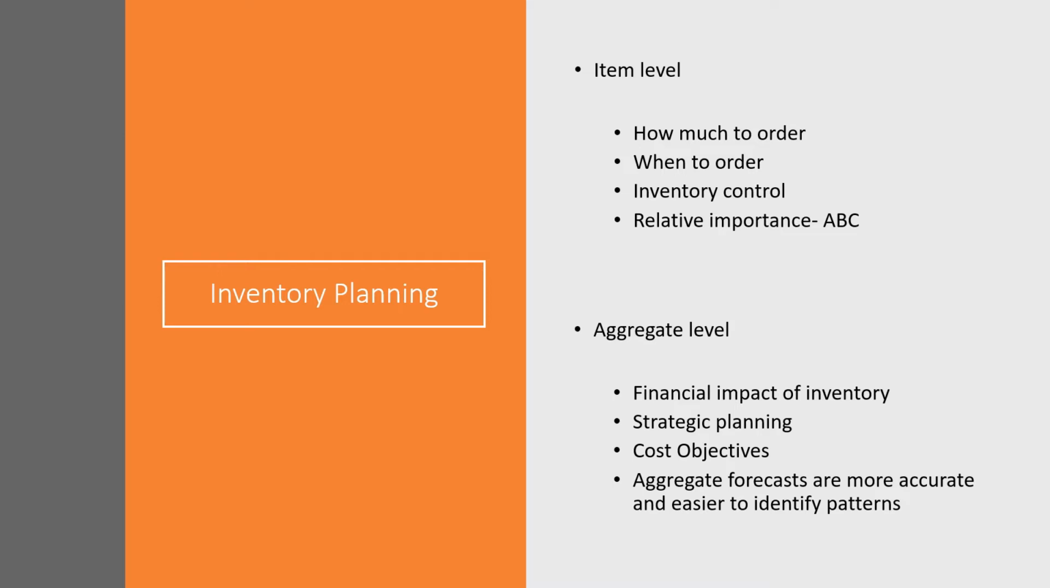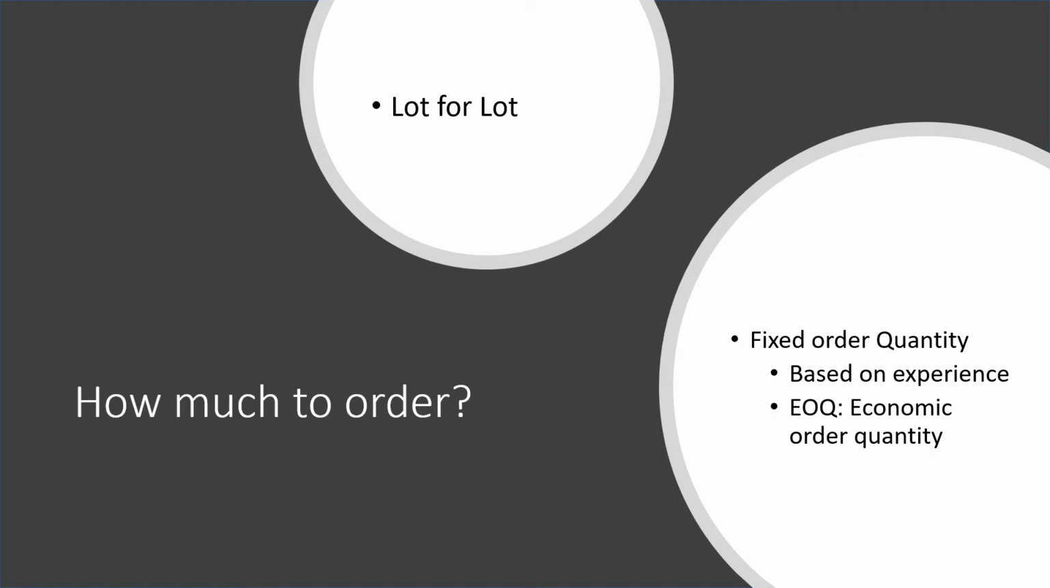I hope with this explanation, it is a little bit clearer than it was before. Now let's focus our attention on item level inventory planning and its aspects. So the first question we are going to discuss about item level planning is how much to order.